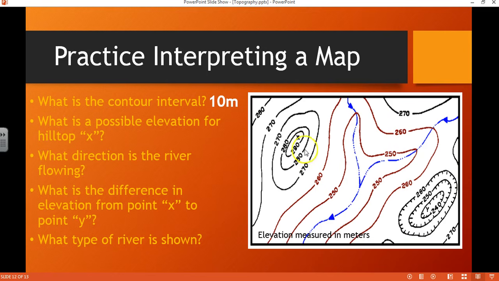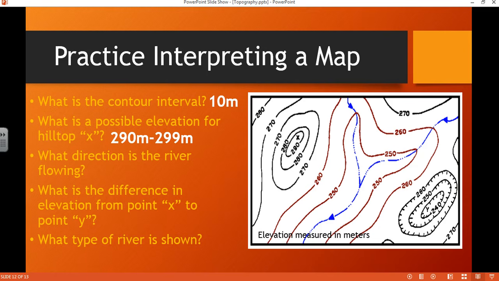So the next question: what is a possible elevation for Hilltop X? Well, here is Hilltop X right here. We have a 290 meter contour line, but we do not have a 300 meter contour line, which means a possible elevation is anywhere from 290 to 299 meters. Now, it can't be 300 meters. If it was 300 meters, you would see a 300 meter contour line. Since we don't, the elevation of Hilltop X can be anywhere from 290 to 299.